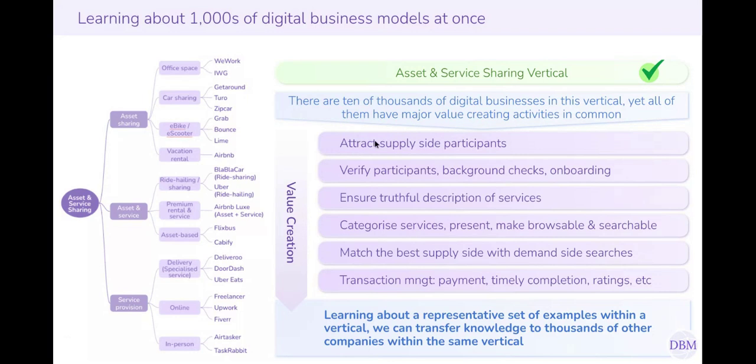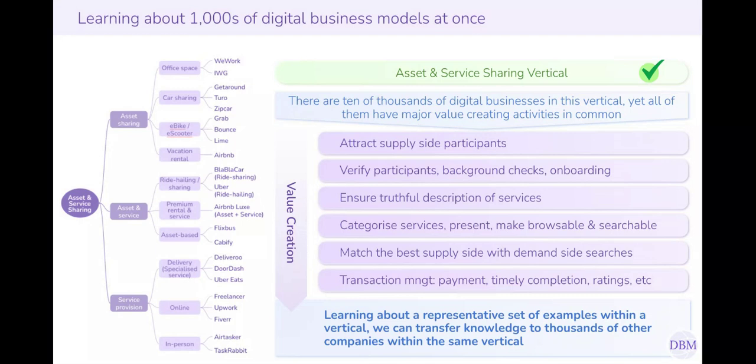So they all have to attract a supply side participant, verify them, ensure truthful description of services. So think of Airbnb, where there has to be truthful description of the houses, Upwork or Fiverr, where the services have to be described truthfully, etc. They need to be categorized, made searchable, browsable, etc. There's a matching algorithm, etc. Even though there are so many different ones, including Uber and Deliveroo, DoorDash and Airtasker, etc., etc., they all have these steps in common. And that's already a great way to learn about this vertical, right?